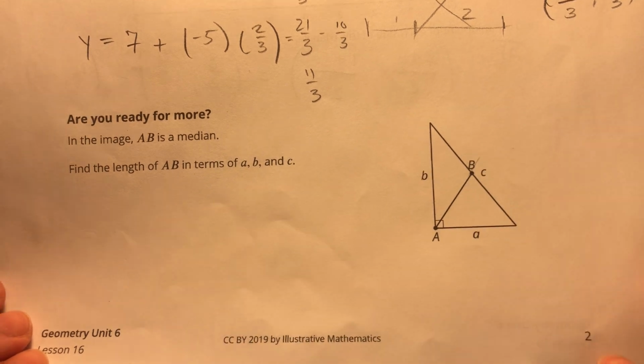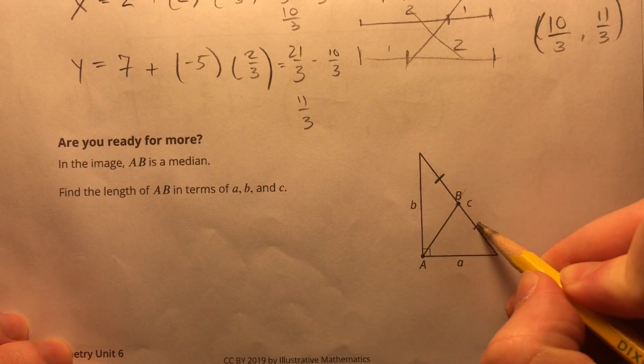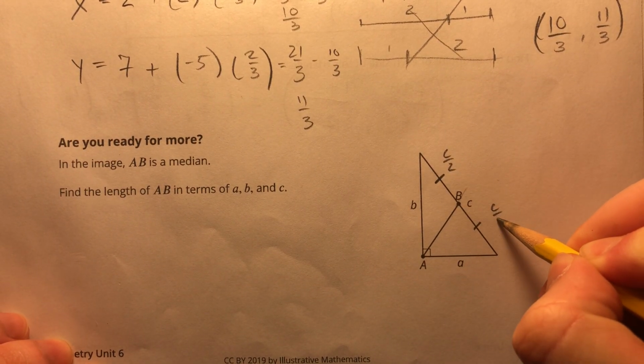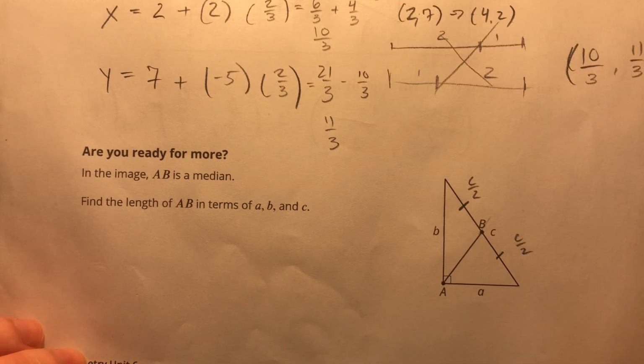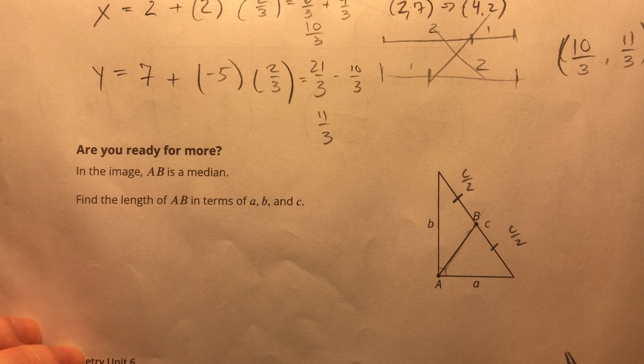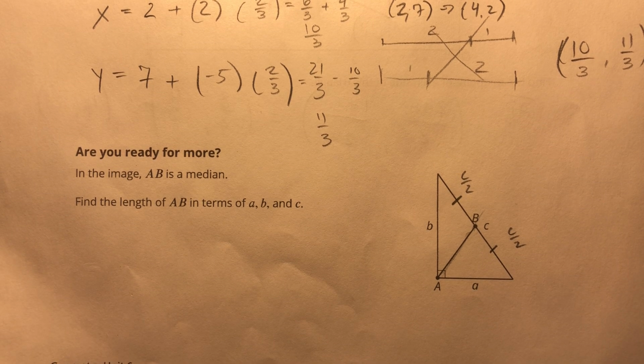So in the image, AB is a median. So if AB is a median, I know that you got a equal size right here, right? And they're both going to be C over 2 in length because it's splitting that side in half. All right, so they want us to find the length of AB, the median itself, in terms of A, B, and C. Okay, this is not an easy problem. Not an easy problem at all. So I'm going to do my best to sort of show you how this works.